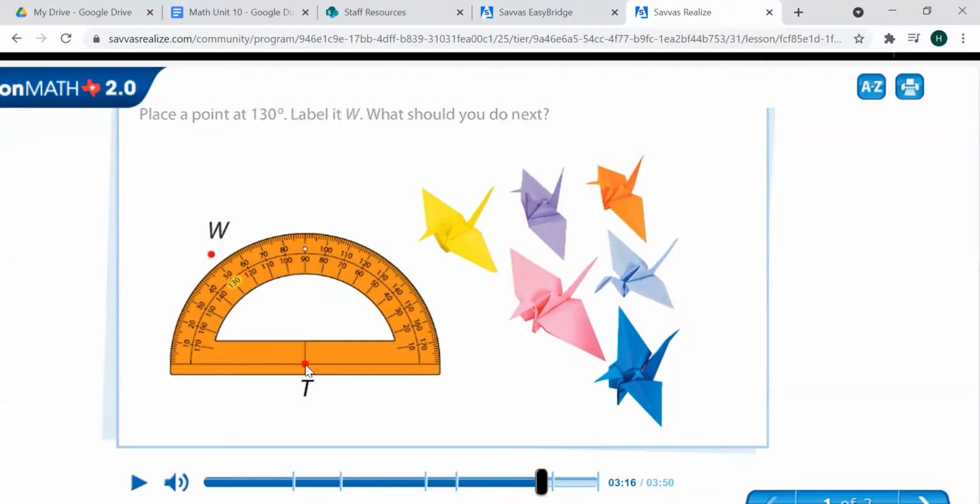Again, notice that the dot is not on the edge of the protractor, but it's right up here where that little hole would be.